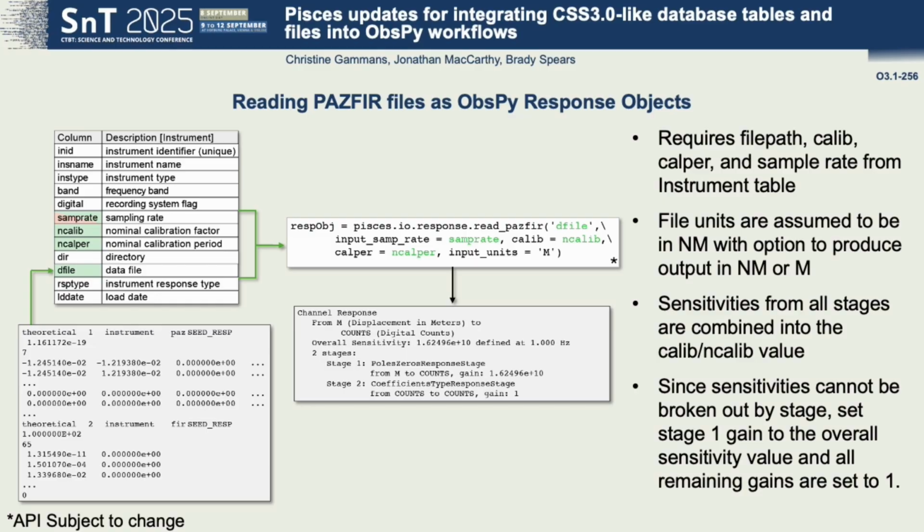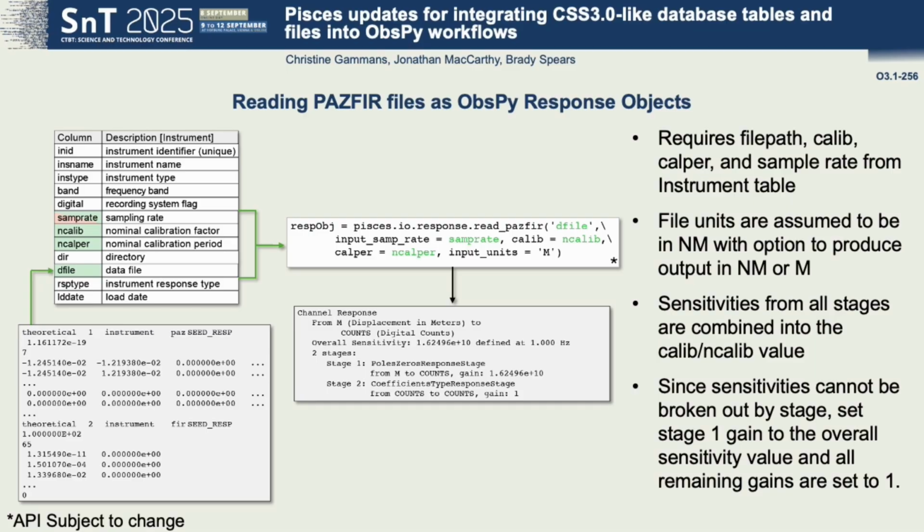The dir and the dfile in the instrument table give the file location, and this file path, as well as the calib and calper, or from the instrument table, the ncalib and ncalper, are all input into the read_pasfir function. You can also set the ground motions to output into either meters, nanometers, or pascals. Typically, the database spec for the scaling information is all in nanometers in displacement in CSS3 like databases, but I wanted to give the option to output in meters as well.